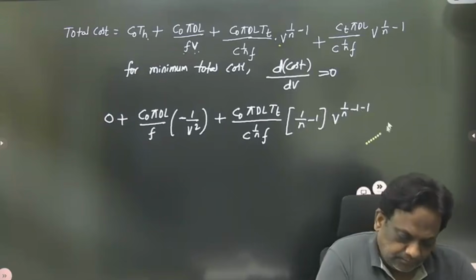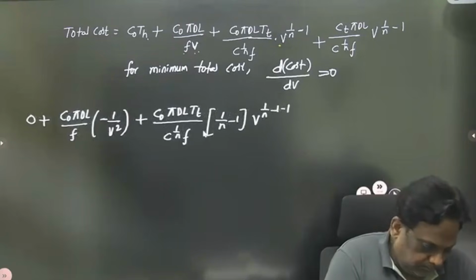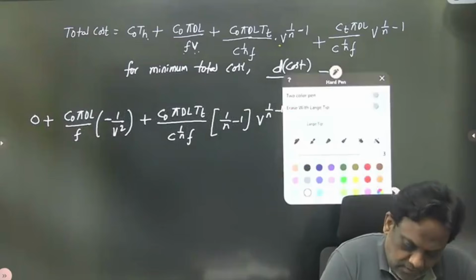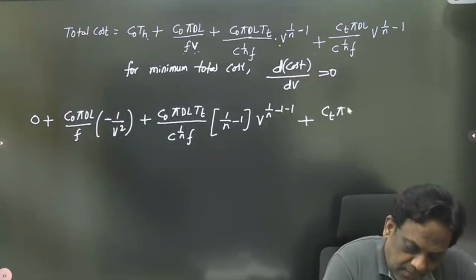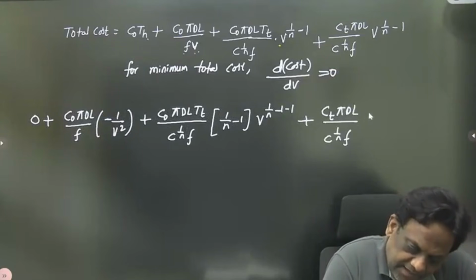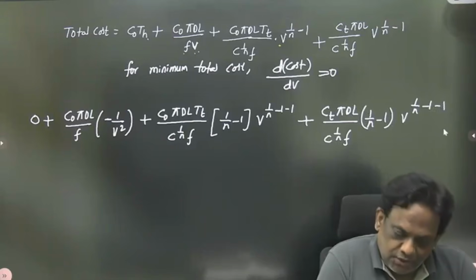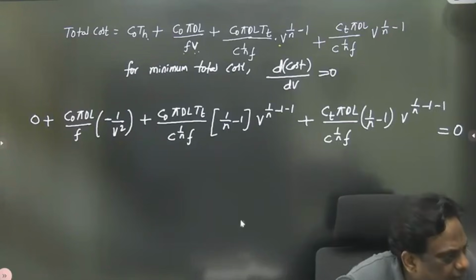Very good. Look at the last one. Ct pi dl by c 1 by n f, again it is 1 by n minus 1 v power 1 by n minus 1 minus 1, and this should be equal to 0. Please tell me, have you understood, sir?